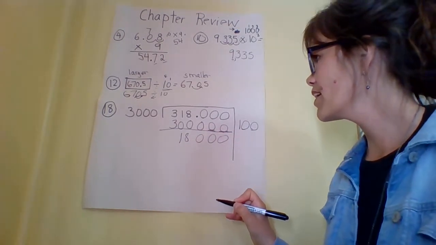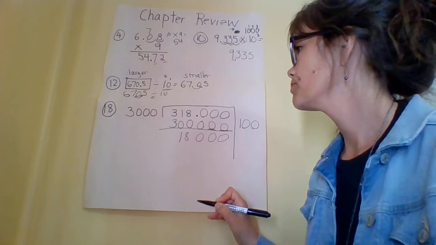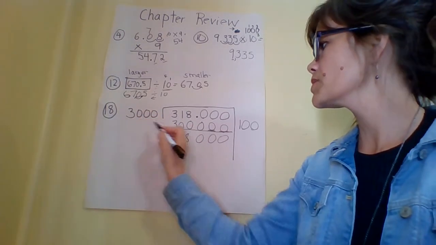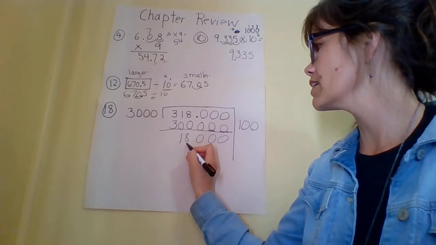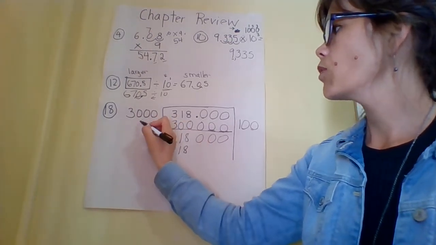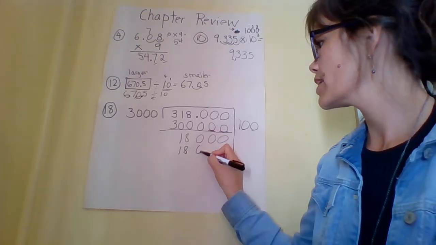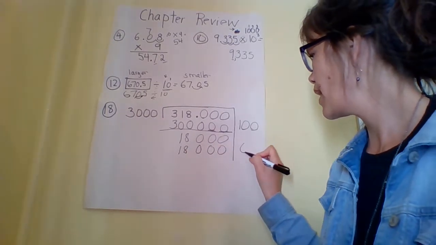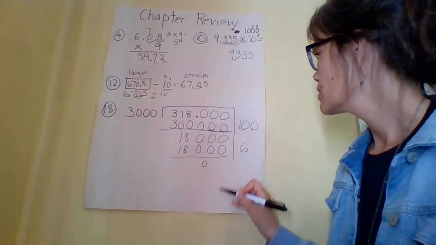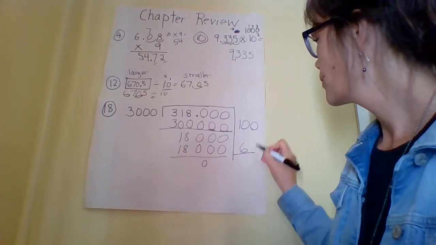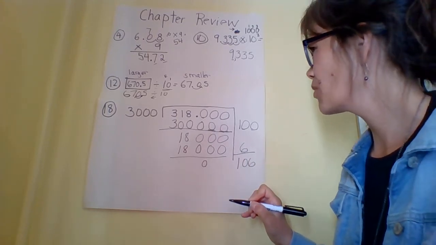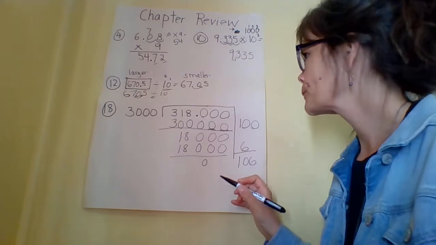and I have 18,000. And then I say, well, 6 times 3 is 18. So if I get that 18 there, and then I have 1, 2, 3 zeros after it. Oh, look at that. It matches up perfectly. So now my answer is 106. But I got to figure out, where does the decimal point go?